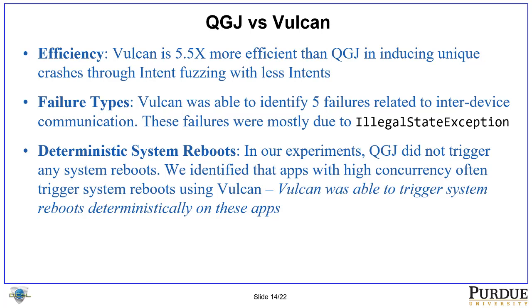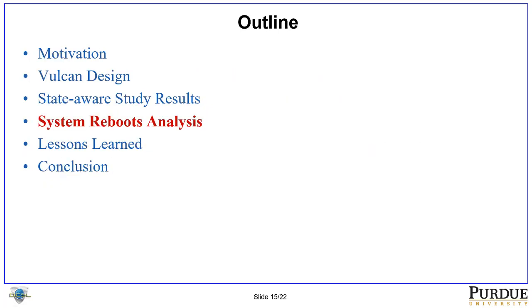Finally, in regards to system reboots, in our experiment, QEA did not trigger any system reboots at all. Actually, Vulcan was the only tool that was able to trigger system reboots. Something that we found is that applications with a high degree of concurrency often trigger system reboots, and this degree of concurrency is denoted by the number of sensors that are activated. In this case, Vulcan was able to trigger system reboots deterministically with these apps.